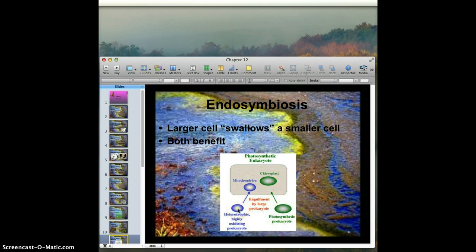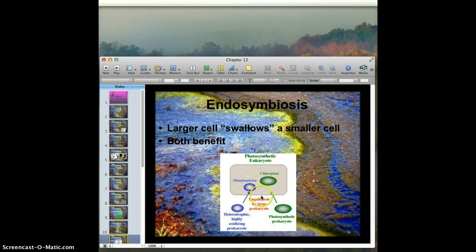Well, if you live in a world where everyone's single-celled, if you're the smallest guy on the block, you're lunch. You're the one who's going to get eaten by everything else. So it's really to your benefit if you can get inside of a larger cell. Now you kind of have protection. So they think that's the benefit these two had.